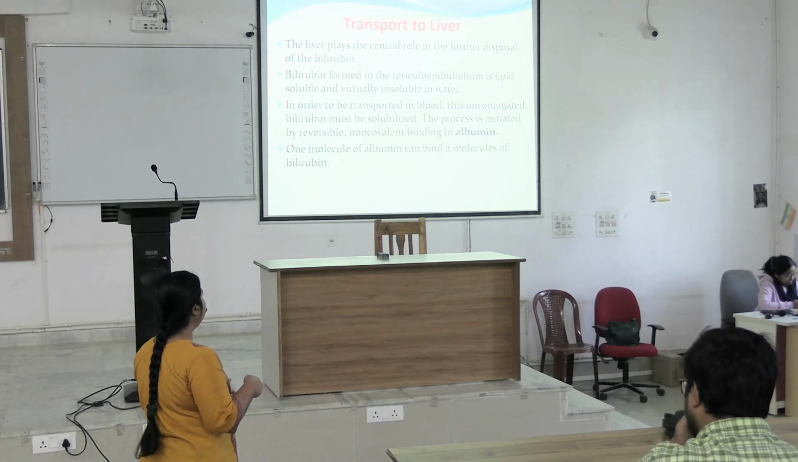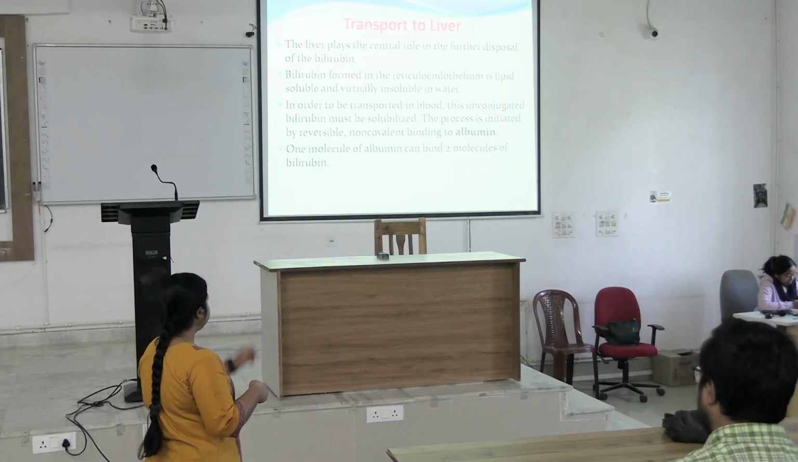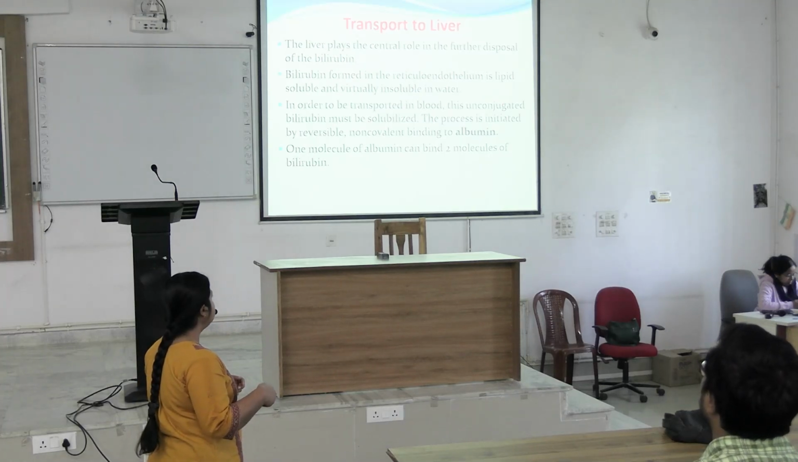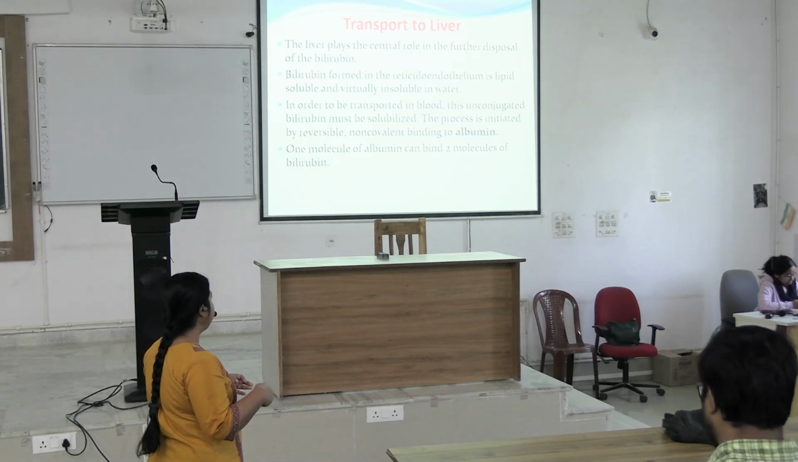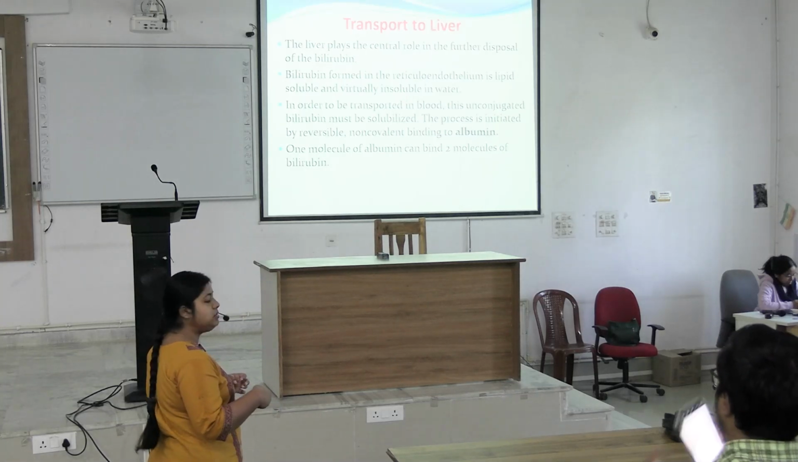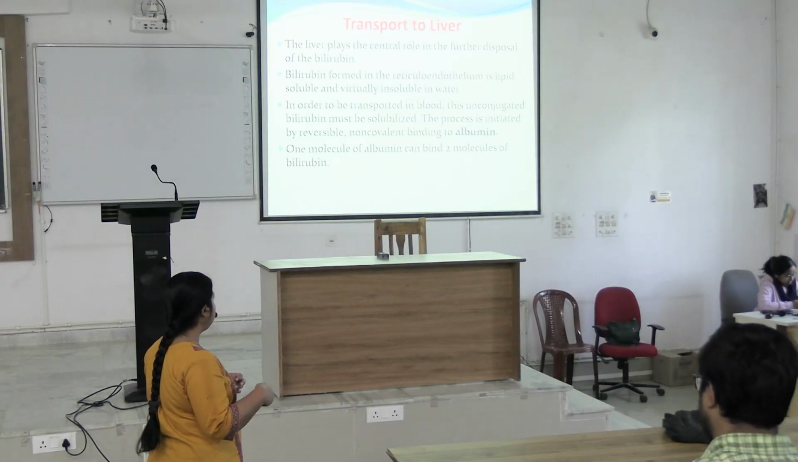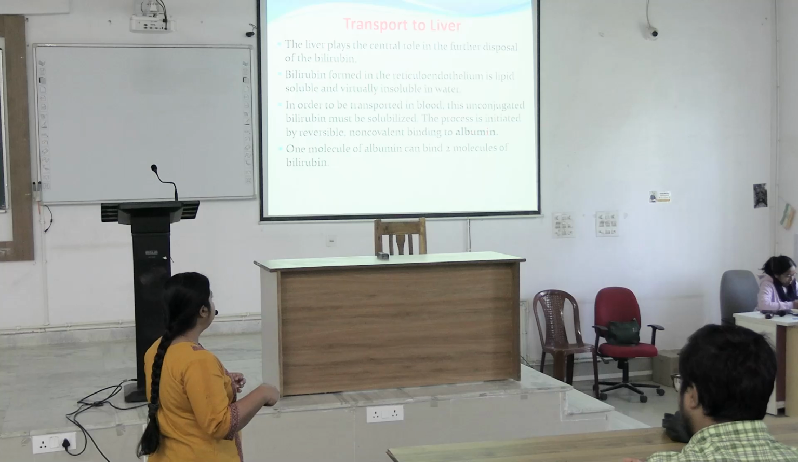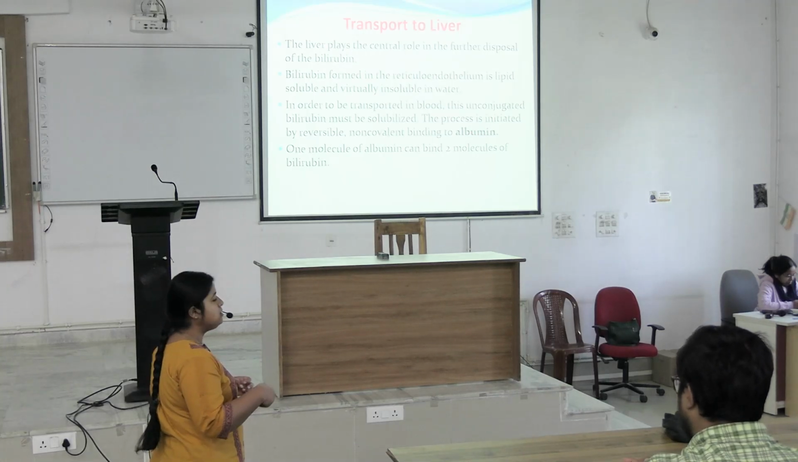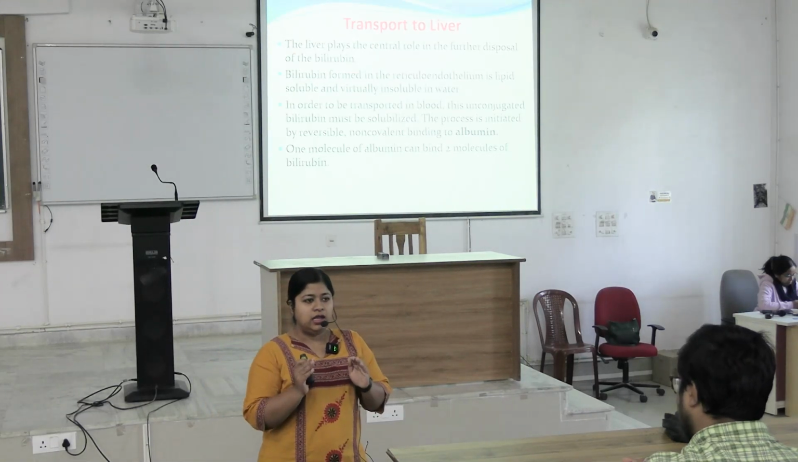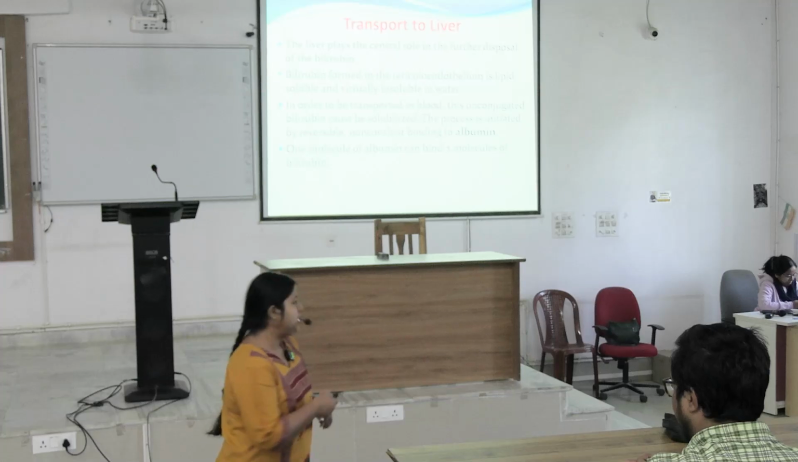Transport to the liver: it is transported by albumin. Why is albumin required? In order to transport the unconjugated bilirubin, which is insoluble in water, it must be solubilized. To solubilize the insoluble unconjugated bilirubin, it is bound to albumin, which is a reversible process, and the binding is non-covalent. So, non-covalent binding with albumin, and it is reversible in nature.